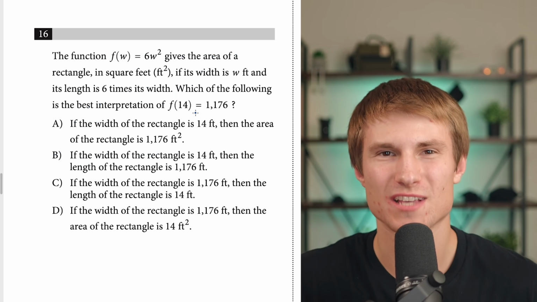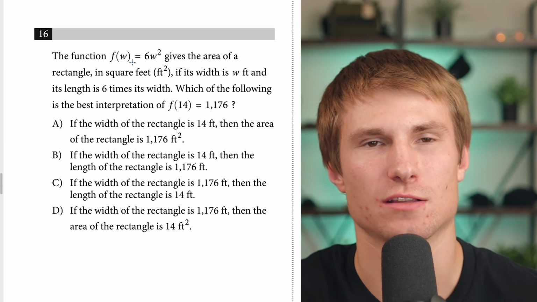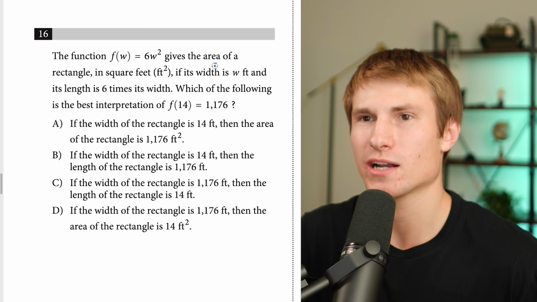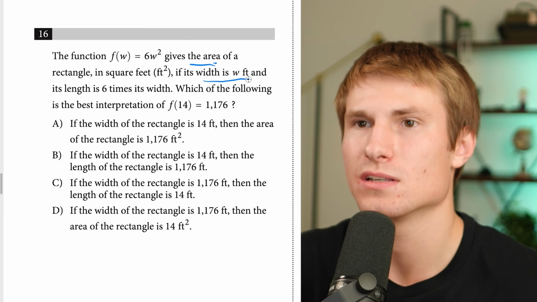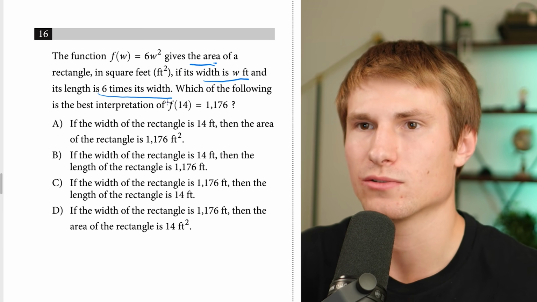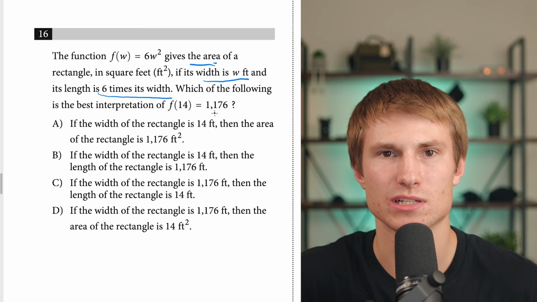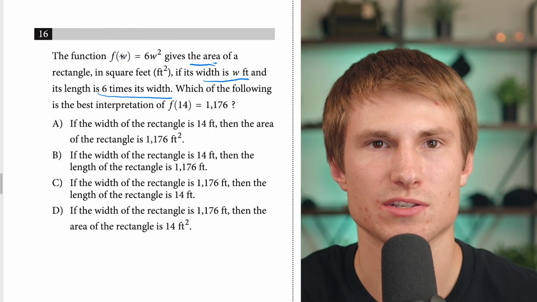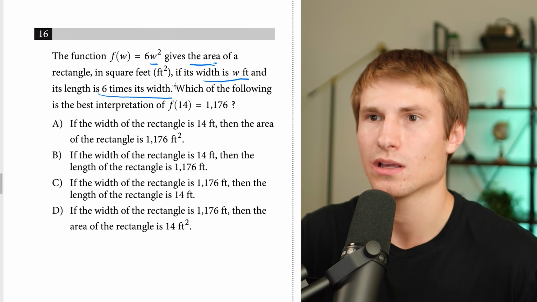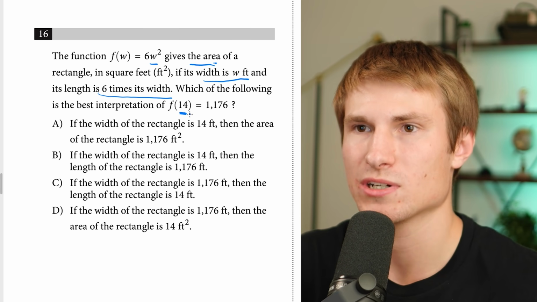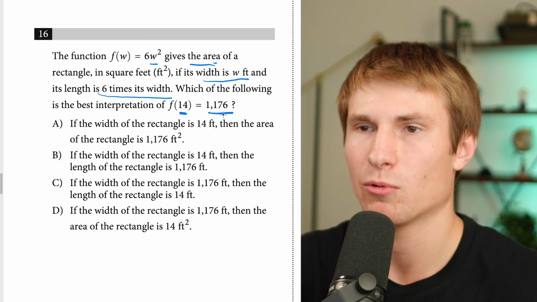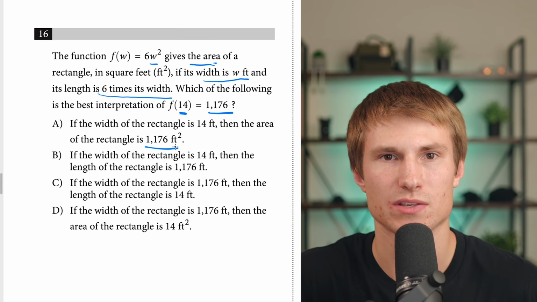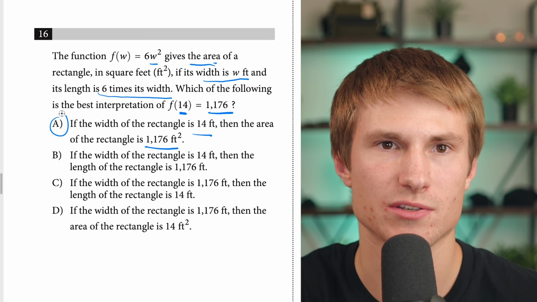Here's how to interpret this SAT math problem. Question 16 states that the function f of w is equal to 6w squared gives the area of a rectangle in square feet. If its width is w feet and its length is 6 times its width, which of the following is the best interpretation of f of 14 is equal to 1,176? All right, well, ultimately this function is giving us our area. We know that w represents our width. So f of 14 means that our width is 14 feet. And then that 1,176 means that when our width is 14 feet, the area of our rectangle is 1,176 square feet. That's answer choice A, so A is our correct answer there.